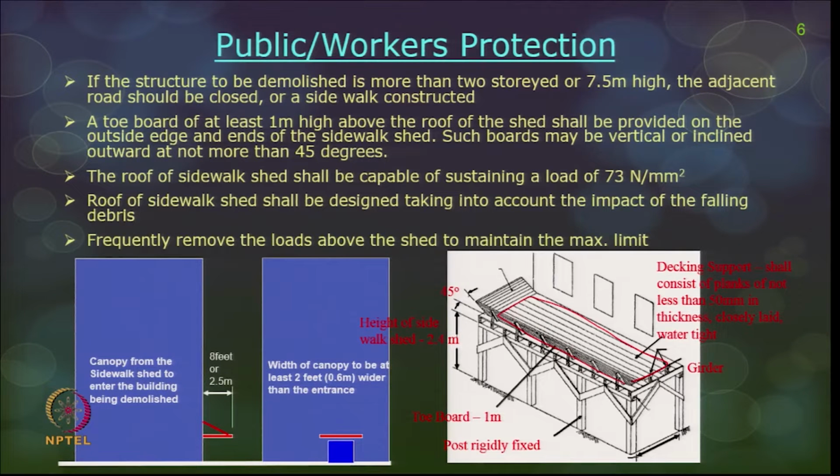Sometimes the sidewalk shed may be a little far away from the entrance of the actual site to be demolished. Then accordingly a canopy structure can be installed to connect the sidewalk shed and the actual structure to be demolished. The canopy should be at least 8 feet or 2.5 meters in width, and at least 2 feet wider than the entrance where the workers have to enter, so that falling debris does not fall onto the workers, and the workers are safe entering the structure to be demolished.